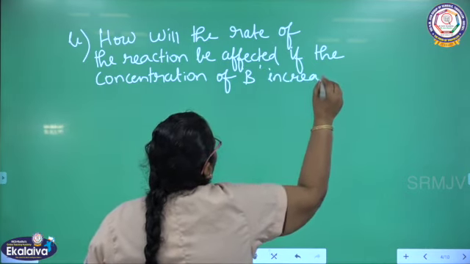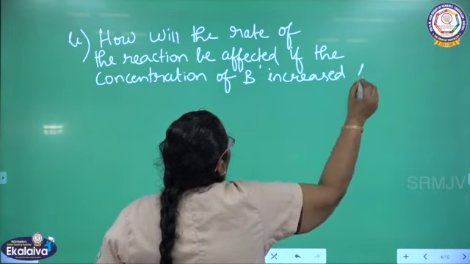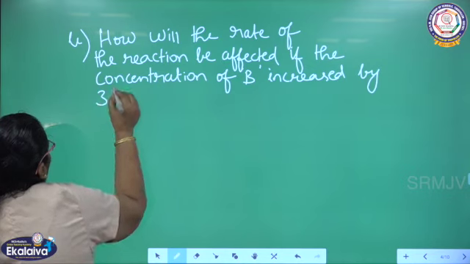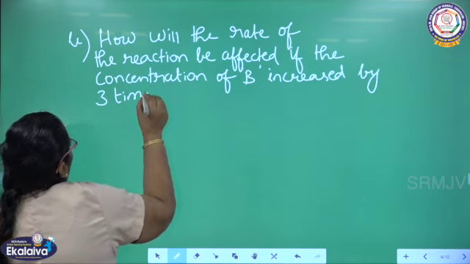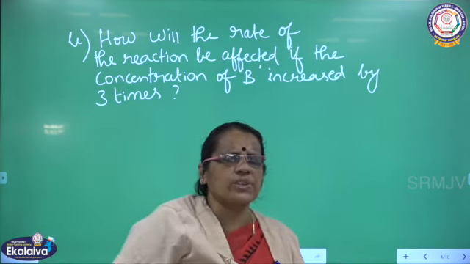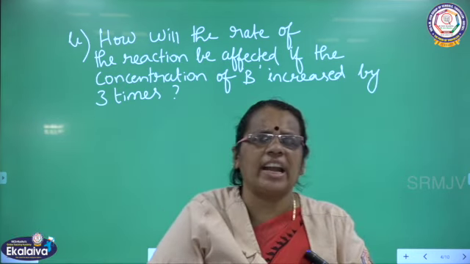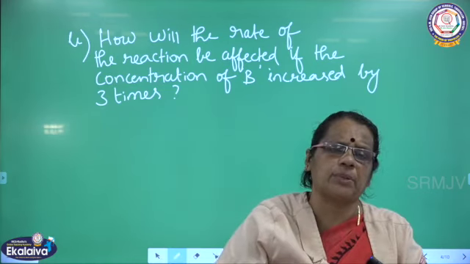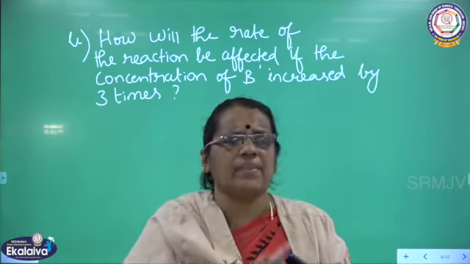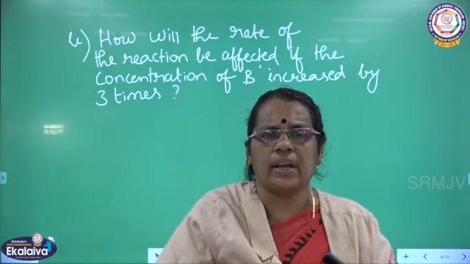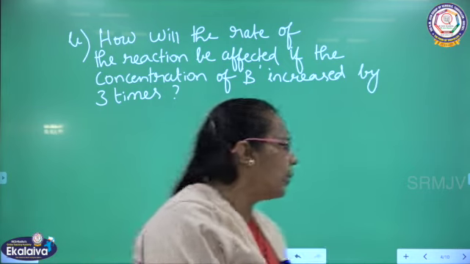So this is the second subdivision. We are going to increase the concentration of B by 3 times. So how the rate will be affected, we are going to see. Under this question, the second subdivision is how the rate will be affected if the concentration of B is increased by 3 times. We are going to check the rate of the reaction and see how far it is affected.